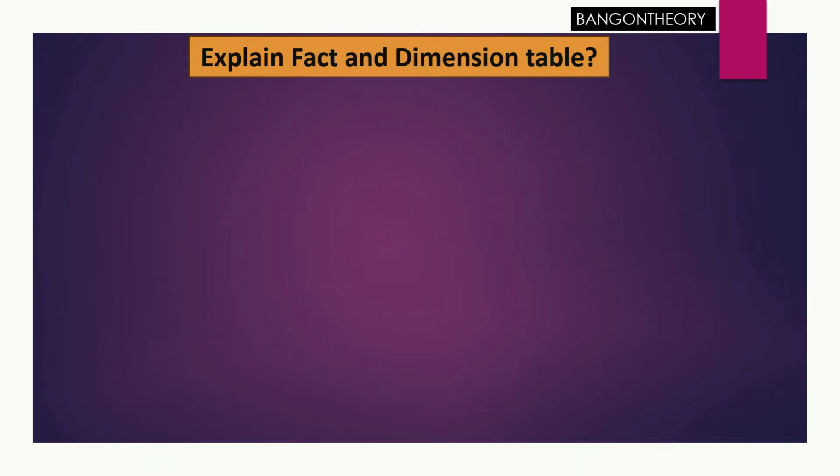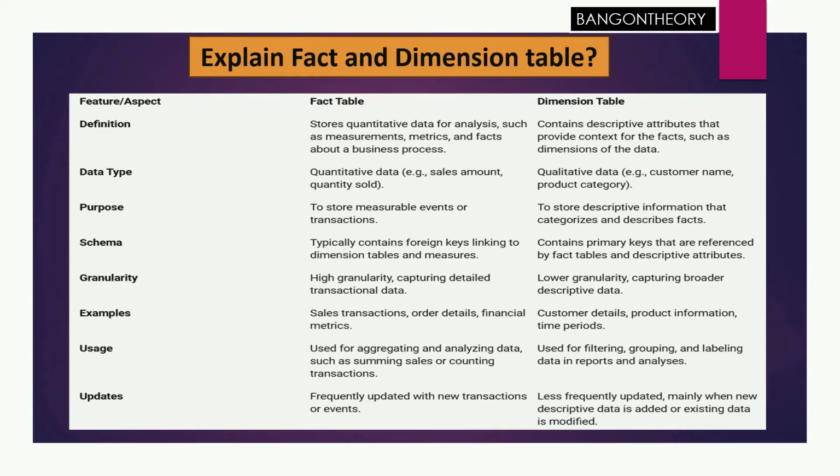Okay. So the next question, one of the most important questions, is: explain fact and dimension tables. A fact table stores quantitative data like sales amount and quantity sold. A dimension table contains descriptive attributes that provide context for the facts, such as customer name and product category. The fact table contains measurable events and statistical values like transactions, and the dimension table contains descriptive information like categories. In terms of schema, a fact table typically contains foreign keys linking to dimension tables, and measures, and a dimension table contains primary keys that are referenced by fact tables.